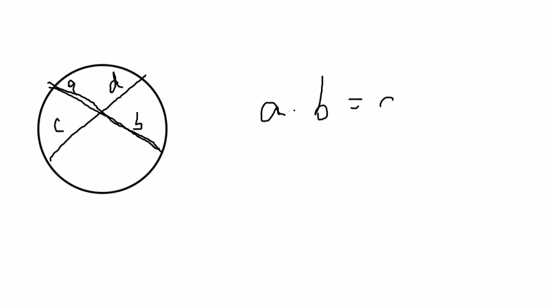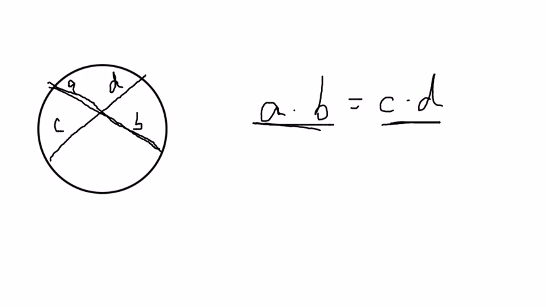Another thing you're going to see is when you have segments that intersect in the circle. Let's call this one A, that B, this line here, and then this line we'll call C and D. A times B will equal C times D, as long as their endpoints are on the circle and they intersect within the circle. The products of the two segments of each line within the circle are going to equal each other.